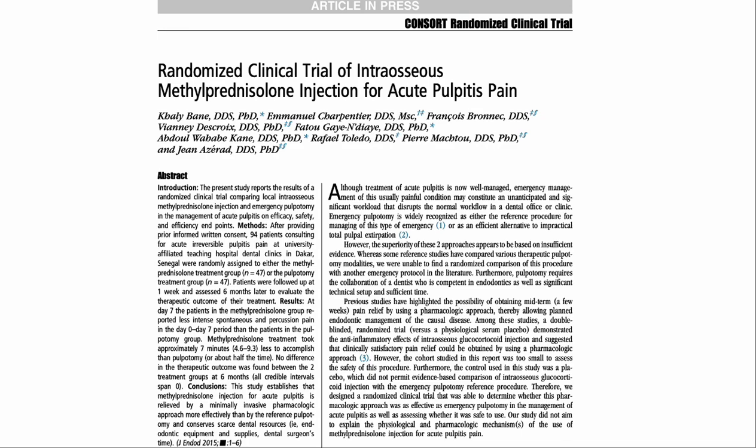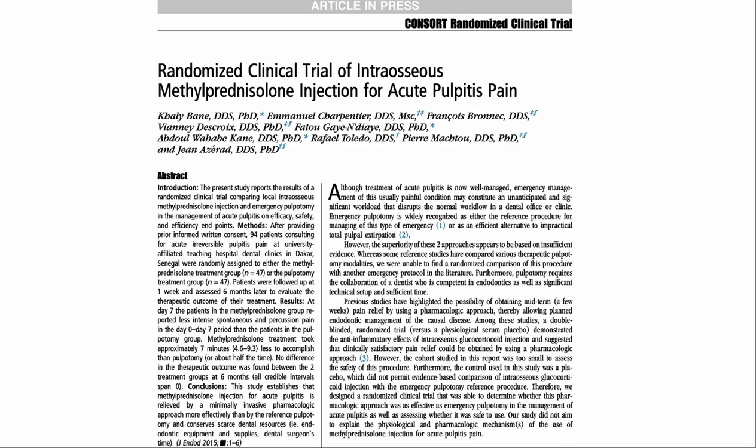So patients were recruited from University Dental Hospital at Dakar University, and they included teeth that are diagnosed with irreversible pulpitis of a permanent premolar or molar with a healthy periodontium and no regional or general health condition contraindicating either pulpotomy or prednisolone injection.